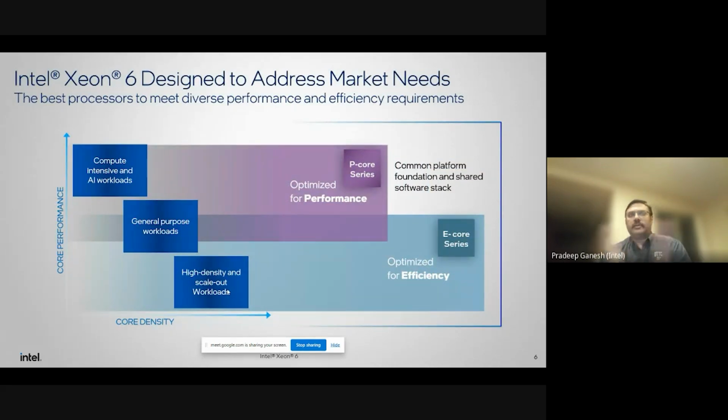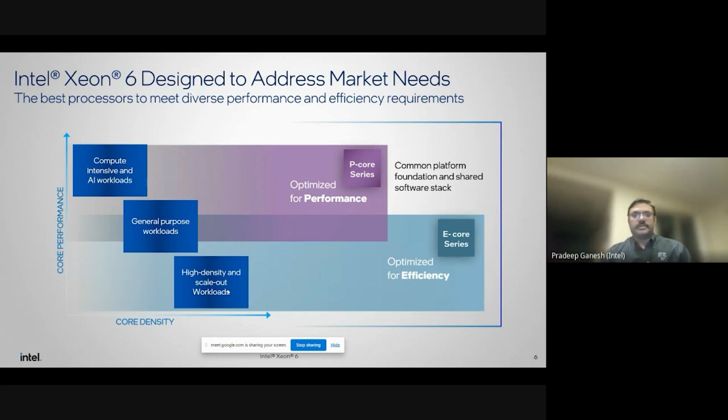Now, why two different microarchitectures? Xeon 6 is designed to address the market needs. There is a diverse market need, all the way from compute intensive and AI workloads to general purpose workloads, and then there are high density and scale out workloads.